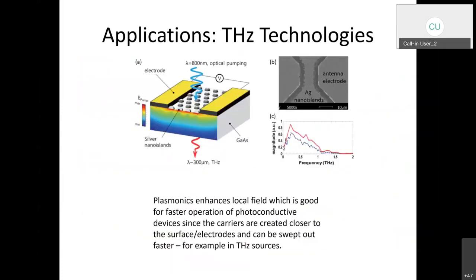Of course, as we go to higher and higher frequencies, we're entering into the terahertz regime. And here, plasmonics can help you because it enhances the local field and enhances the response of materials. And so your electrons are produced closer to the electrodes, and as a result, they can be swept out of a junction faster and you can have a faster response.